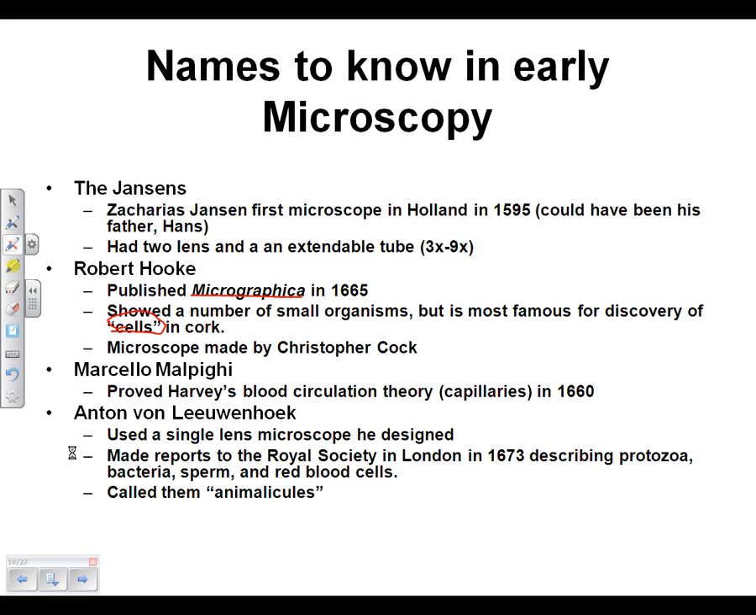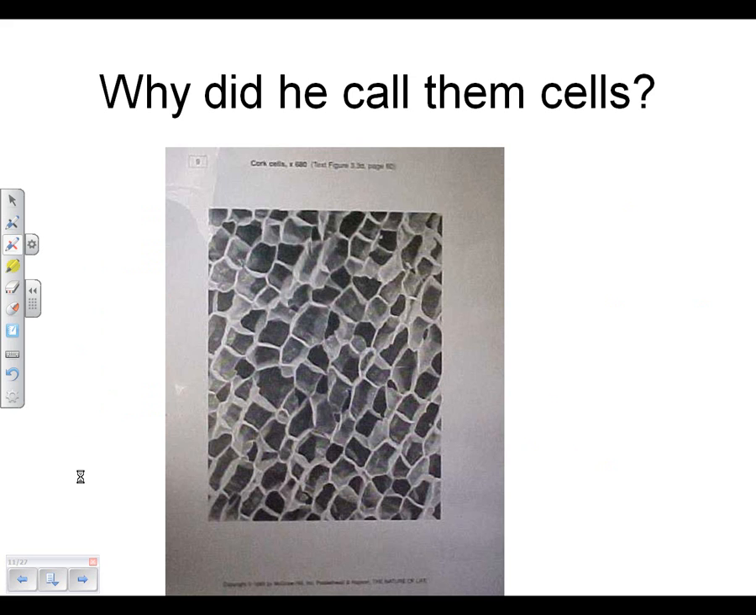Made reports to the Royal Society in London all the way back in 1673 describing protozoa, bacteria, sperm, red blood cells. And he called them at that point animalcules, essentially meaning small animals. So that's kind of just a brief history of the microscope and the men who sort of got us to this point. So those are the people whose shoulders you're standing on at the moment.